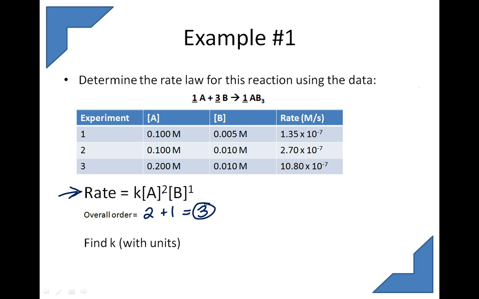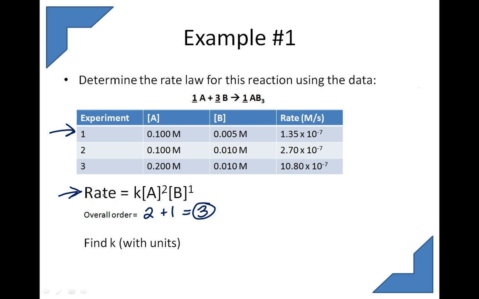Okay. Now I will often, or almost always, ask you to find K, the rate constant. This is really easy. All you need to do is pick one of the experiments, doesn't matter which one. I always pick experiment 1 because it's easy. And just plug in all of the experimental values where they go in the rate law equation and solve for K.